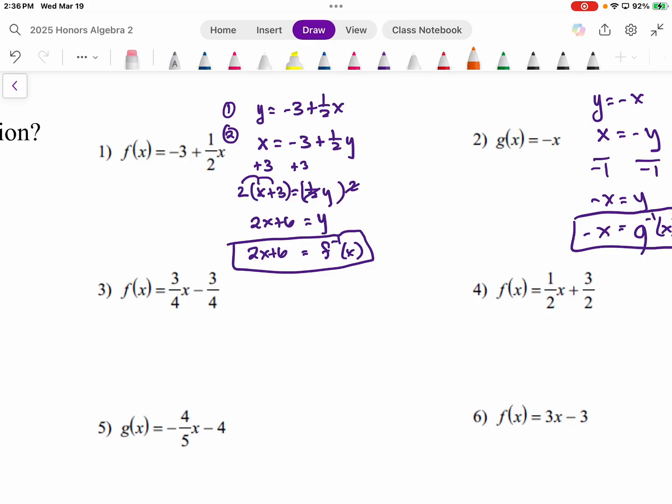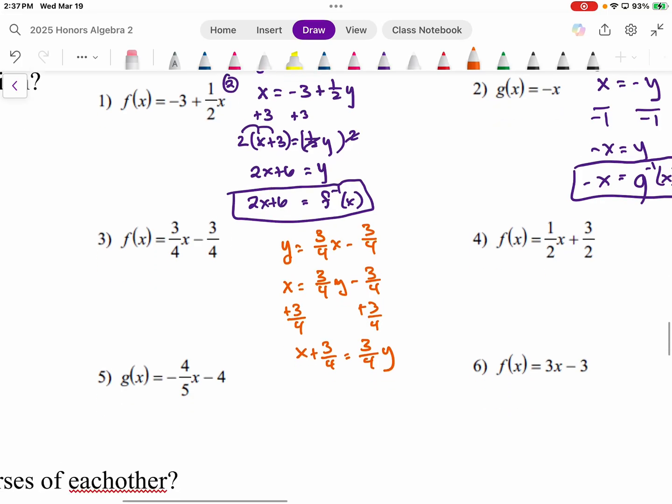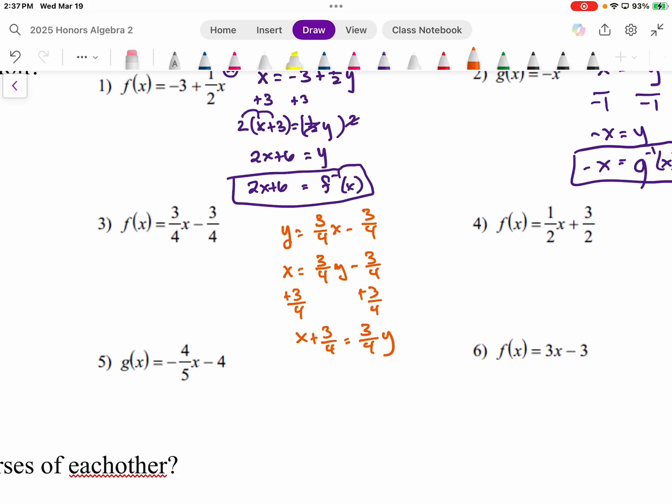All right, staying with those steps. y equals 3/4 x minus 3/4. Swap. x equals 3/4 y minus 3/4. And then now I'm going to add the 3/4 across. I get x plus 3/4 equal to 3/4 y. And then now I need to get that off. So now it depends on if I want to get it off in one step or two steps.